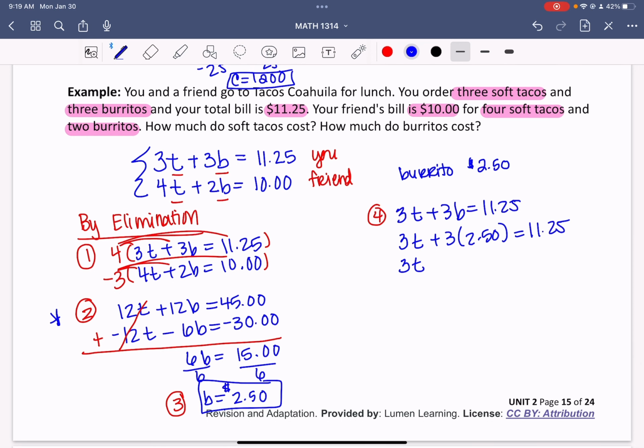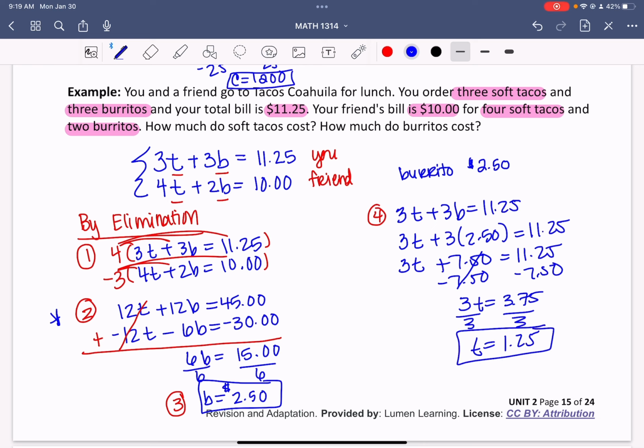So 3 times 2.50 gives me 7.50. And then I'm going to subtract 7.50. So it gives me 3t equal to 11.25 minus that 7.50 is 3.75. And divide. So t is equal to 1.25. So this tells me that the soft tacos cost $1.25. And again, you can take this into step number 5, and you can check your answer just by plugging in what you got for t, b, and plug them into your originals and see if you get some true statements, and you will in this situation.